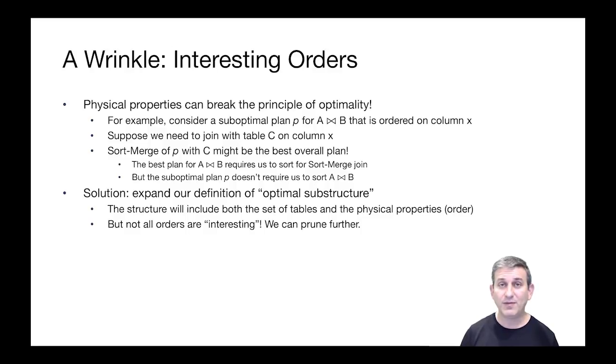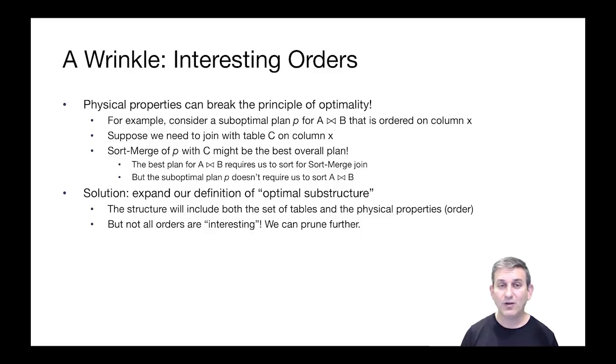Well, then that suboptimal plan is kind of neat, because we can join A join B with C using sort merge join, and we won't have to sort the left-hand side because this suboptimal plan P is already sorted. So the best plan for A join B, the optimal plan for A join B, may not be sorted by X and requires us to do a sort. Using suboptimal plan P, we don't have to sort the left-hand side of this sort merge join, and the savings might be enough to make up for the difference between the suboptimal plan P and the optimal plan for A join B.